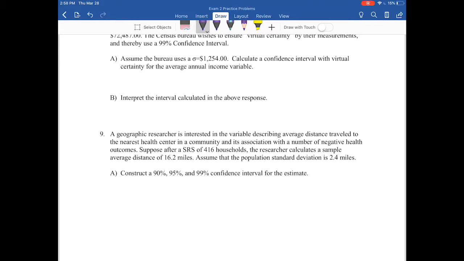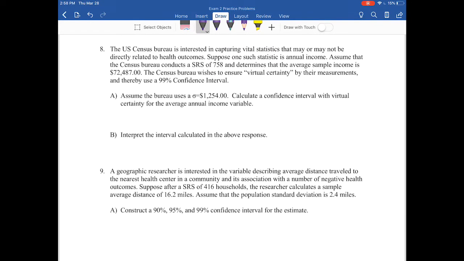Hello, welcome back. This will be the last video for our practice problems for exam 2. So numbers 8 and 9 here, we're going to be doing confidence intervals. So what we did in chapter 10. So you construct confidence intervals here.